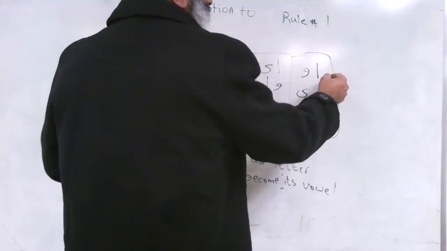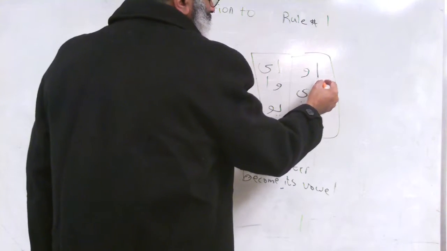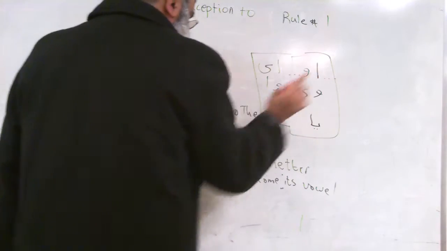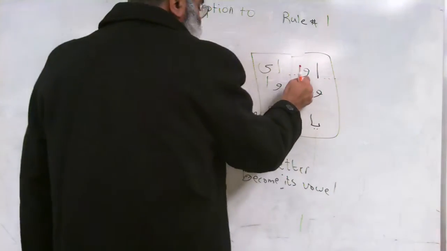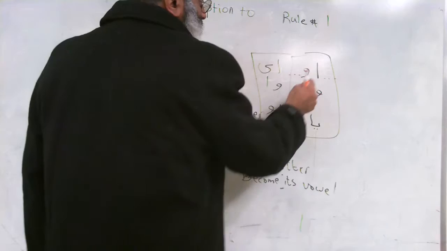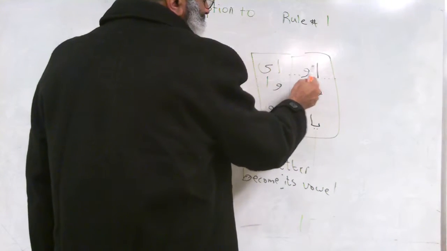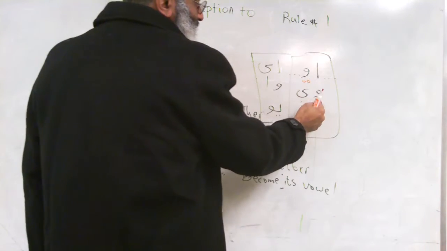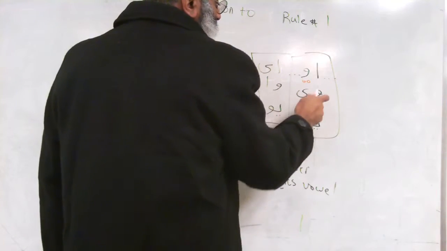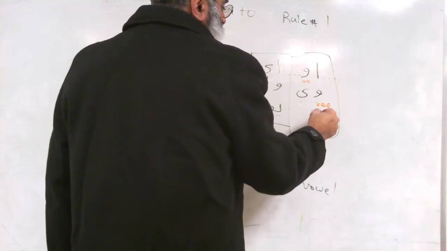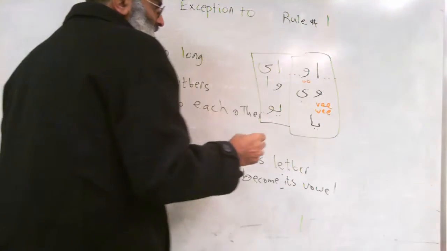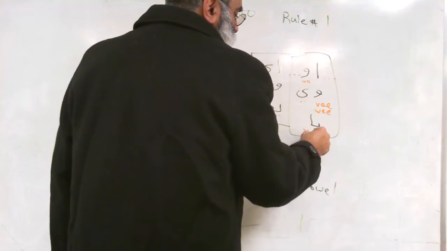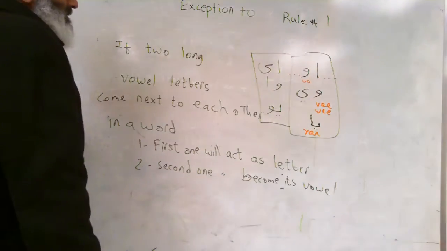This is regardless of whether this is the first letter of the whole word or there is something before it and after it. This first long vowel letter will be treated as a letter, the second one will be treated as a vowel. So this will become oo, alif with two sounds of vowel, oo. This one will be a letter and this will be a long vowel, so this will become V or WEE, whichever one you choose. Similarly, this one, ya is the letter, alif is the long vowel, so this becomes YAA, ya.